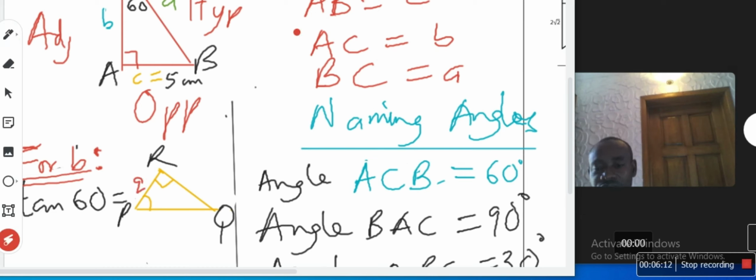R to Q is small letter p. P to Q is small letter r. That's correct because this r is facing it, and this small p is facing it. Okay, so now since we know that if this angle is 60 degrees, where is the hypotenuse?